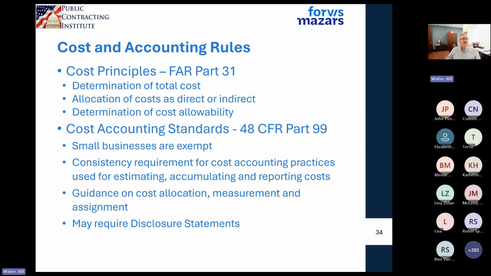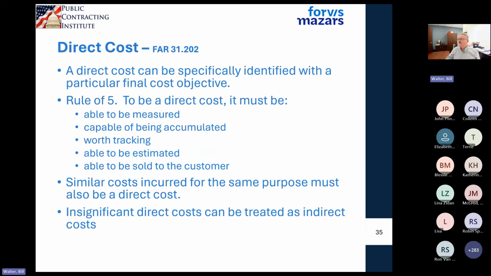So if you're a small business and your customer wants a disclosure statement, give them the Heisman. Nope, we don't have any contract subject to CAS. Therefore, we don't have a disclosure statement required. Understand what's applicable and what's not.